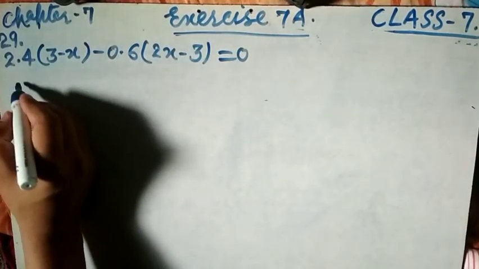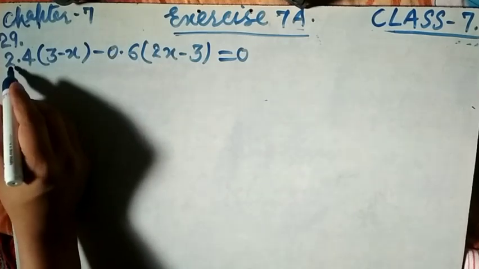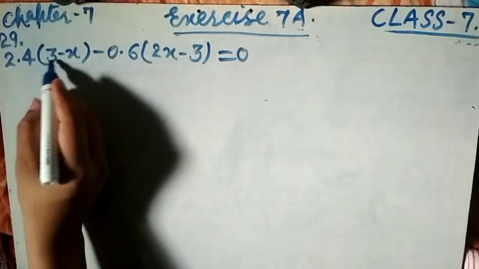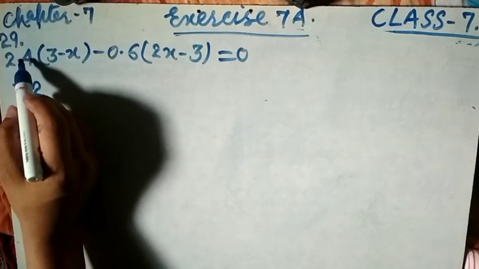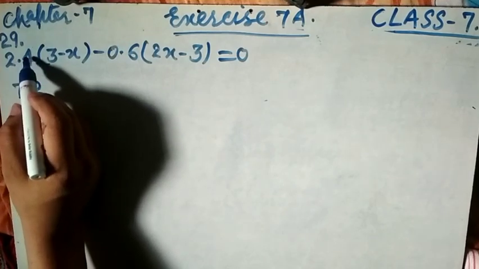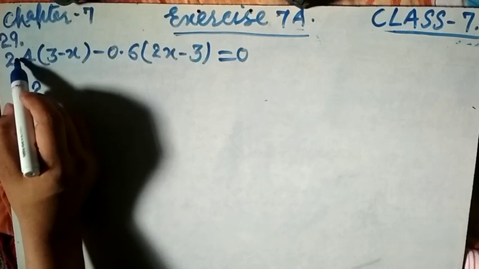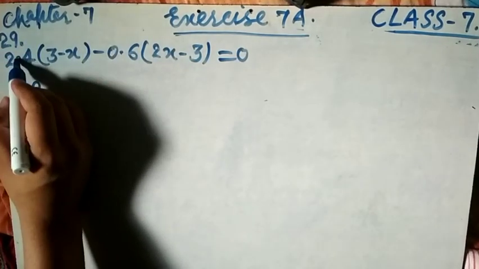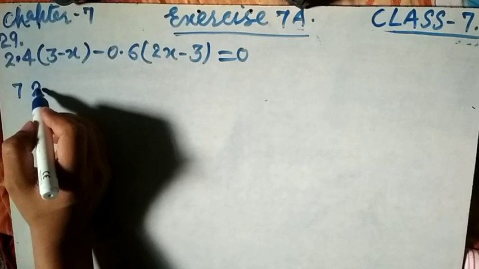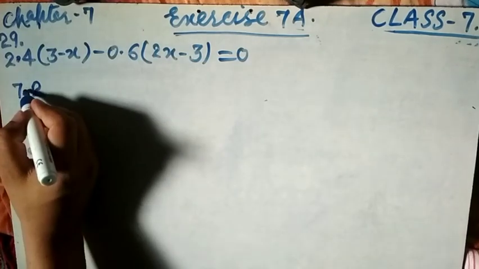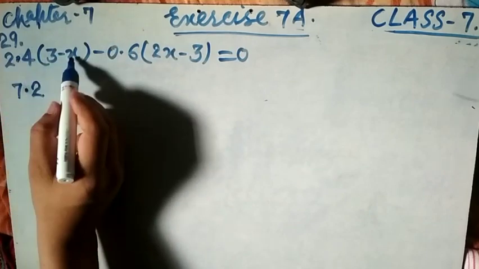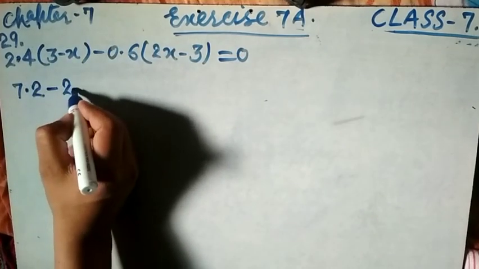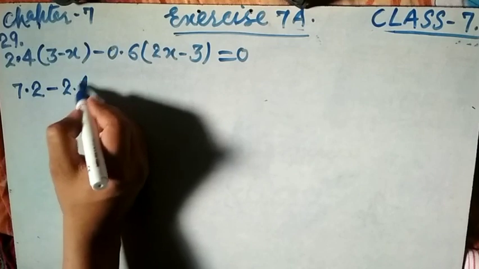Okay, here in the solution, first multiply 2.4 by 3. 24 3s are 72. But how many digits are there after the point? There is one digit. Now place the decimal after counting from the right hand side. One digit is here. Okay, this is 7.2. Now this 2.4 is multiplied by x. This is minus 2.4x.